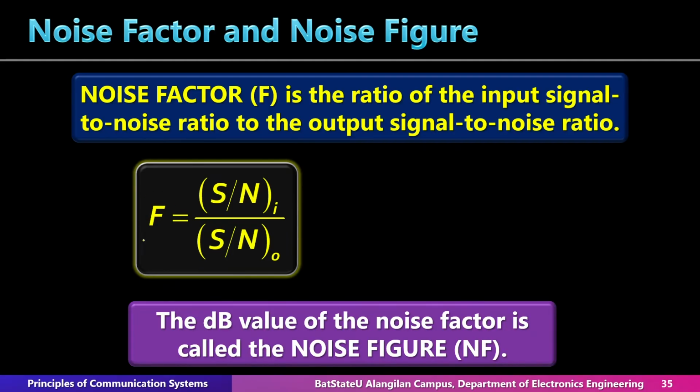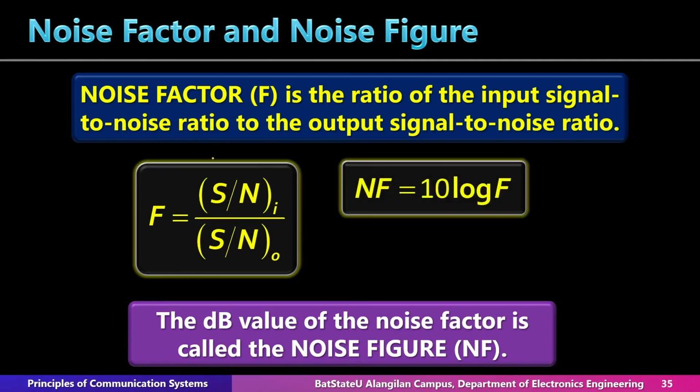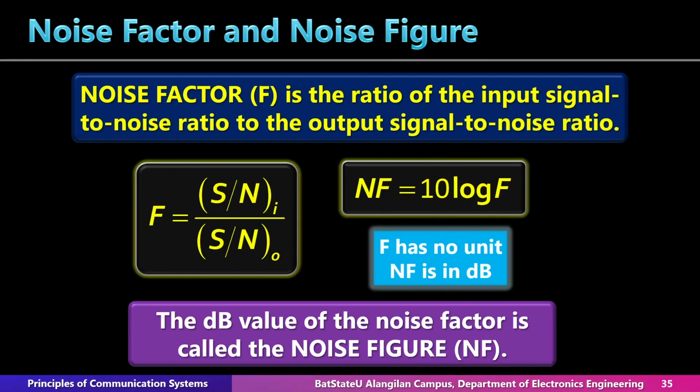The noise factor, when you take its dB value, that is 10 log of F. Yes, that is called the noise figure. So, the noise factor is unitless because it's a ratio. But the noise figure has a unit of dB. Okay? So, that's the dB value of the noise factor. Let's always remember that.